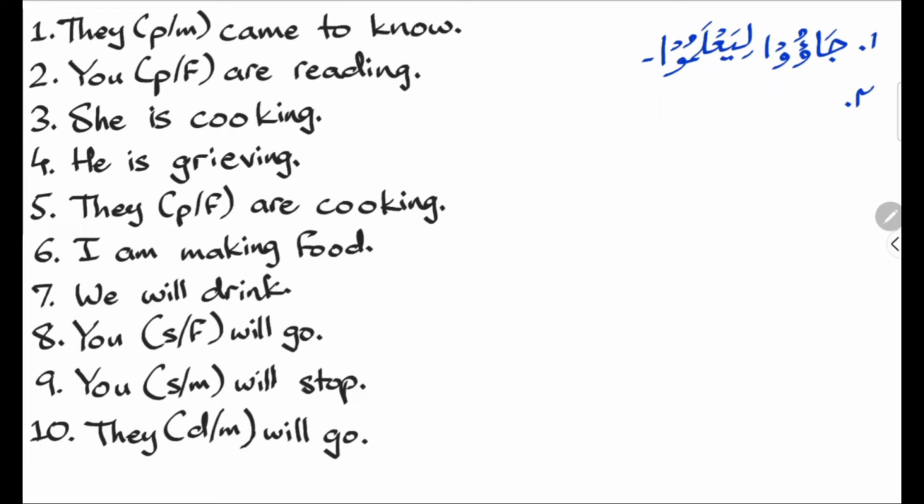Number 2 here is you, plural female, are reading. Read in Arabic is qara'a. You want to bring that on the wazn of you, plural female, are doing. Taf'alani. Tathniya mu'annath hadir. So taqra'ani. Number 3. She is cooking. Cook is طبخ. Bring that on the wazn of she is doing. واحد مؤنث غائب, and you get تفعل تطبخ.